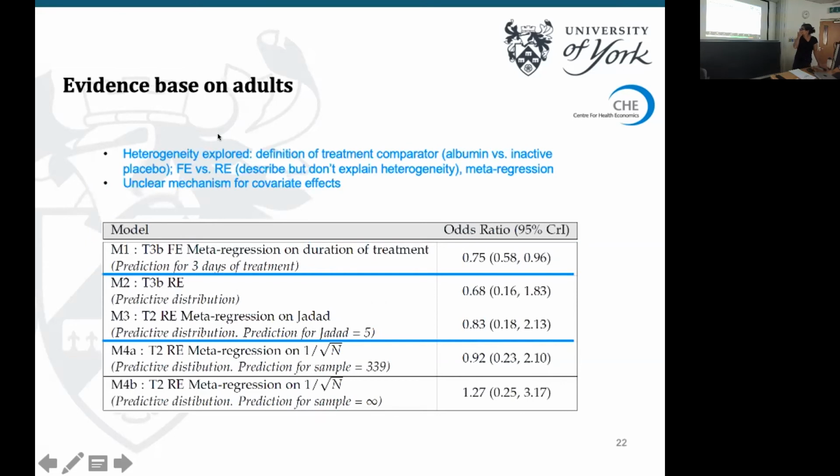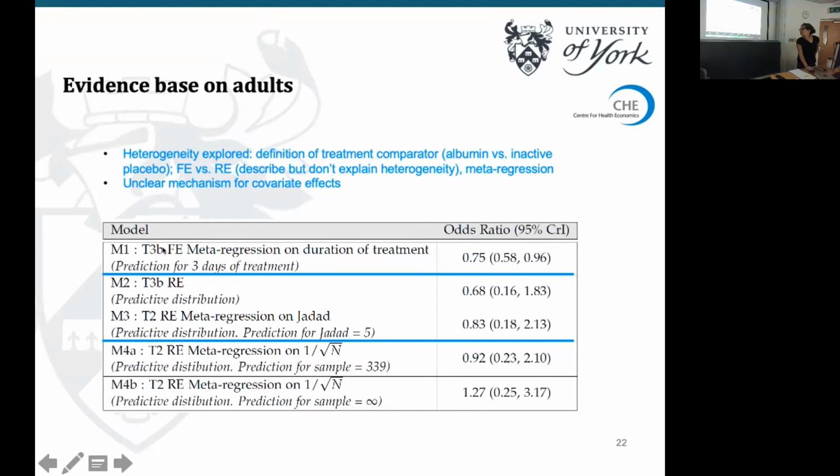So that project was done jointly with Nikki Welton in Bristol, and she's done a really thorough exploration of heterogeneity. She looked at definition of treatments and treatment comparators. What you see here in this slide is a number of meta-analysis models.